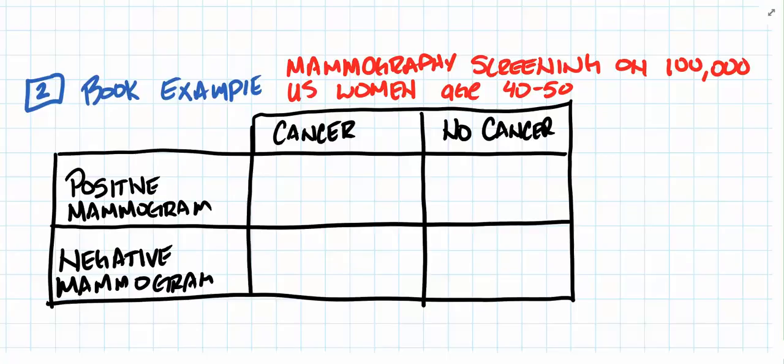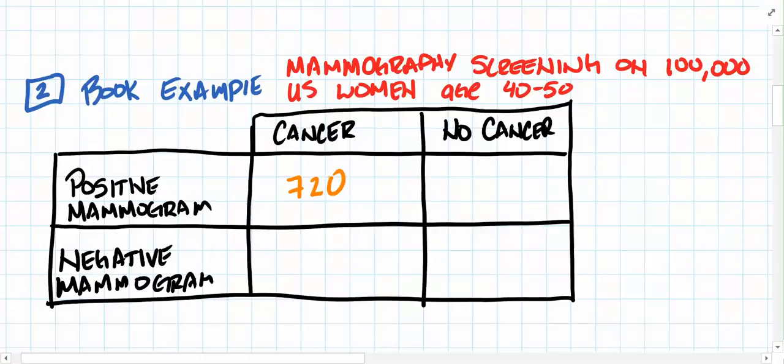You can have a positive or negative mammograph, and then they take a look at the data of women who have cancer versus women who don't have cancer. So I'm going to give you some data that goes in each of these cells right now. So for positive mammograms, ages 40 to 50, with cancer, 720 women. Now remember we have 100,000.